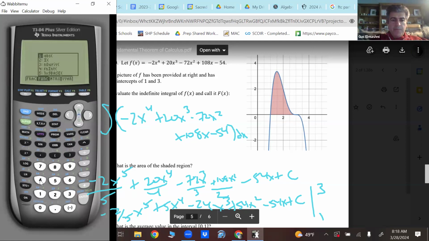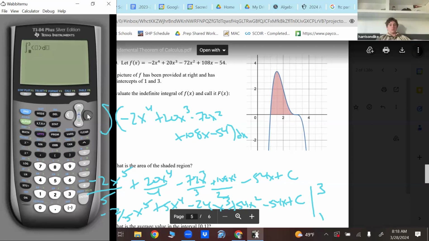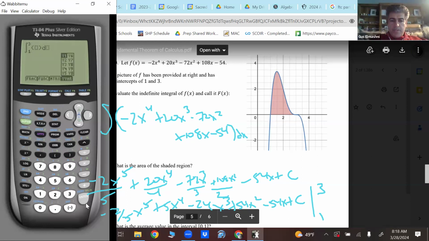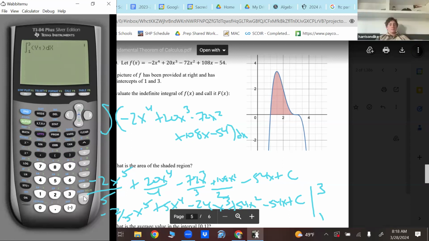Hit alpha window, option 4. We're going from 1 to 3, right? Now, we hit y equals, our equation stores y1, right? Hit alpha trace, y1. 3.2. Wow.